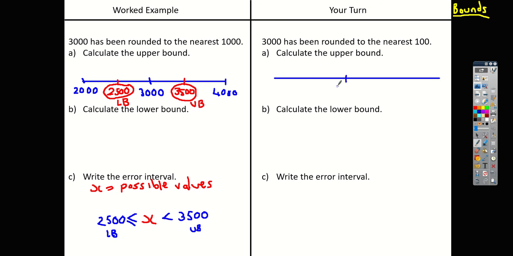3,000 is what I've rounded to, that goes in the middle. But then this time we're rounding things to the nearest 100. So rather than going up and down by a jump of 1,000, we're going to go up and down by a jump of 100. So at the top here, I'm instead going to have 3,100. And then if I go down by a value of 100, then I'm going to go down to 2,900.